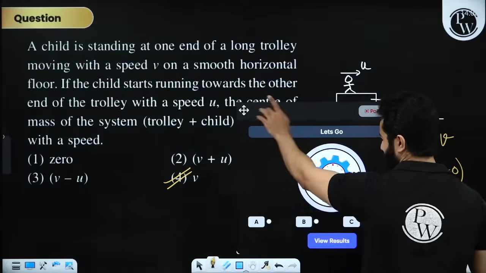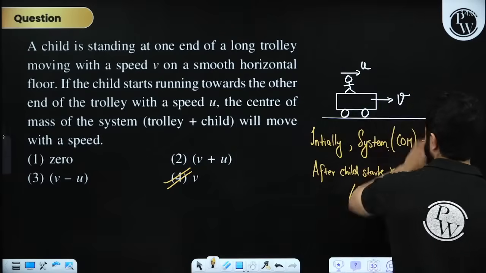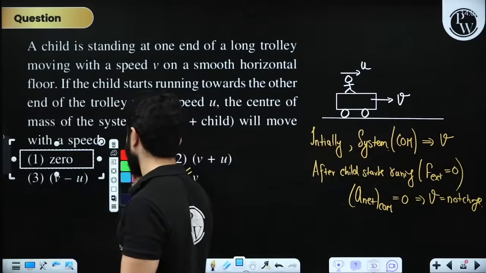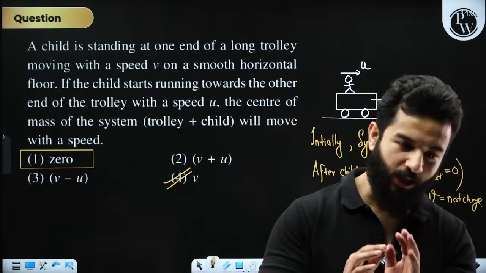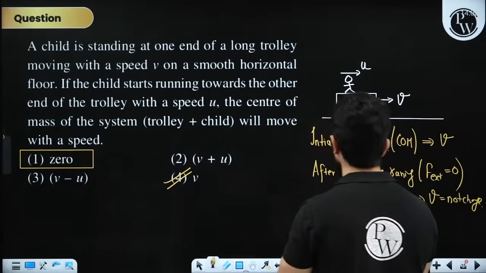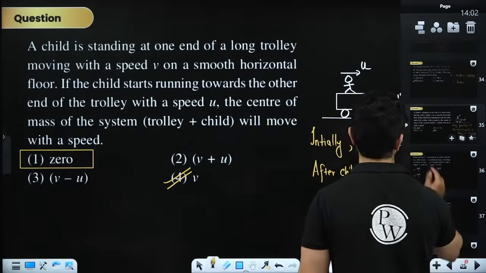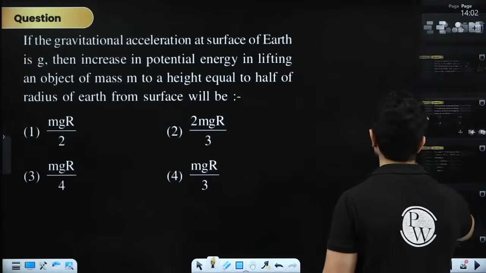Now one student has said, sir, either it's going to be D or it's going to be A. The problem with A is that you would select A when initially they were at rest. Let's suppose initially the entire system was at rest, then the center of mass will remain at rest no matter which things are moving, because there are no external forces acting here. So the answer is going to be first. Clear? Moving on to the next one.